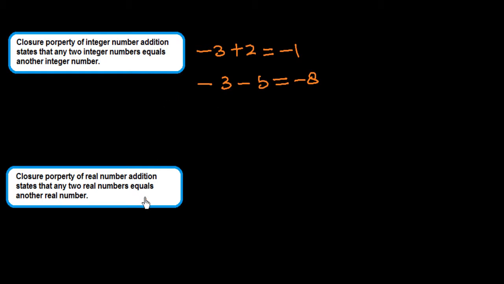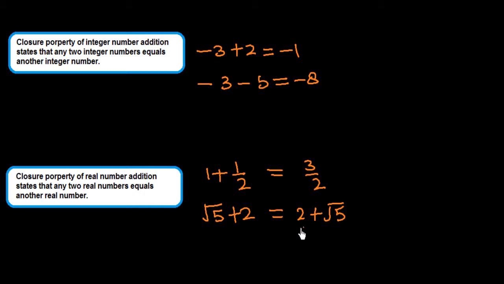Now the closure property of real number addition states that any two real numbers add to another real number. Real numbers include rational numbers, irrational numbers, integers, whole numbers, everything. First I explain 1 plus 1 over 2. 1 over 2 is a rational number, and 1 is an integer, natural number or whole number. So we get 3 over 2, which is a rational number, which is a real number. If I add root 5 plus 2, it can be written as 2 plus root 5, so it is also a real number. If we add two real numbers, we always get a real number.